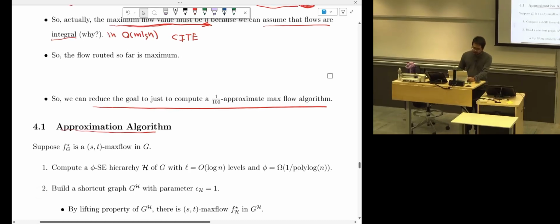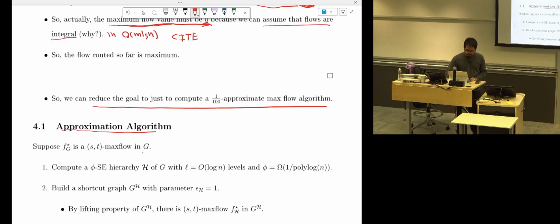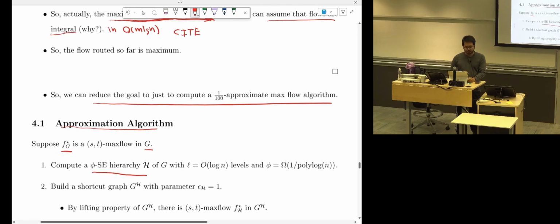Here's the idea. It's just putting everything that we saw together. Suppose that you have G, and let's say that F star G is a maximum flow that we don't know. First, compute the SE hierarchy. Given this SE hierarchy, compute a shortcut graph, with a capacity scale something like epsilon phi over L, and let's say this epsilon is even 1. I don't really need to care much about epsilon here.